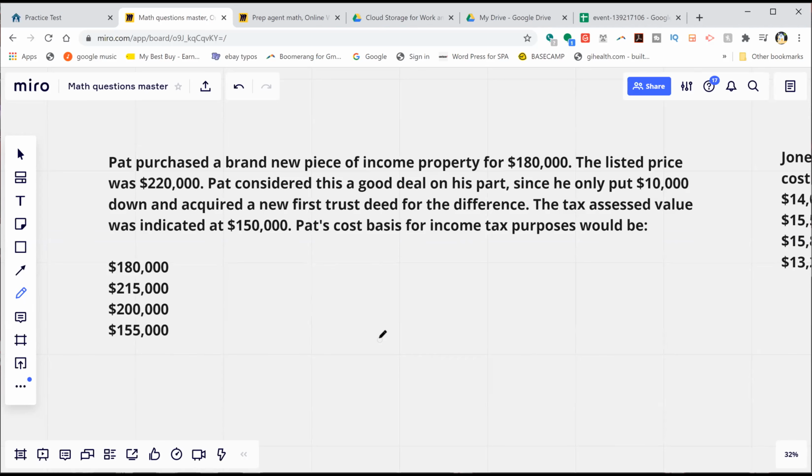Pat purchased a brand new piece of income property for $180,000. The listed price was $220,000. Pat considered this a good deal on his part since he only put $10,000 down and acquired a new first trust deed for the difference. The tax assessed value was indicated at $150,000. Pat's cost basis for income tax purposes would be.